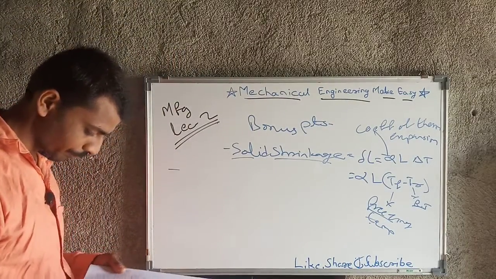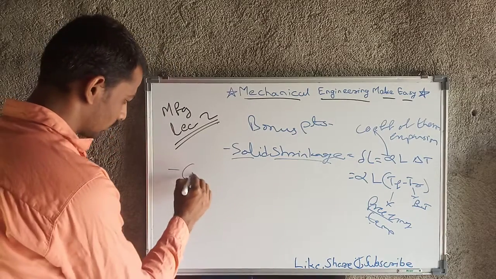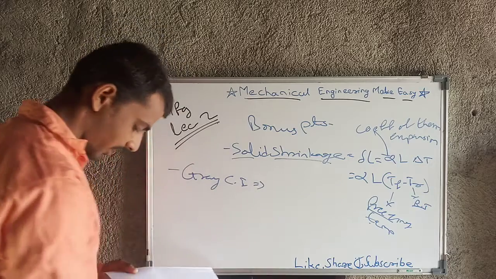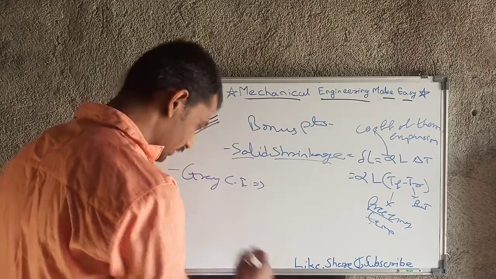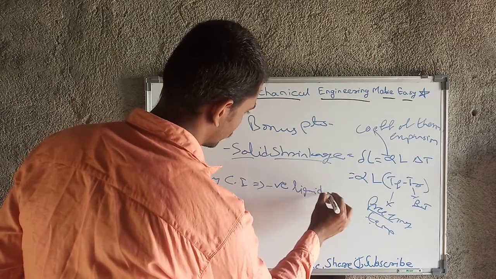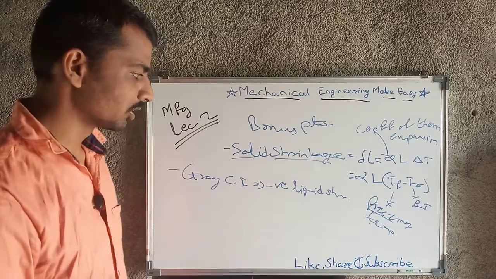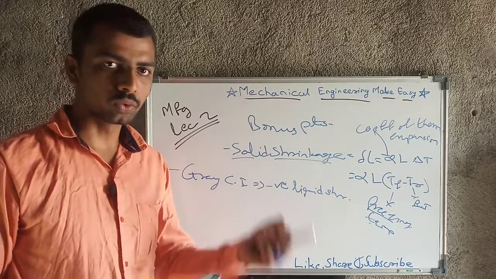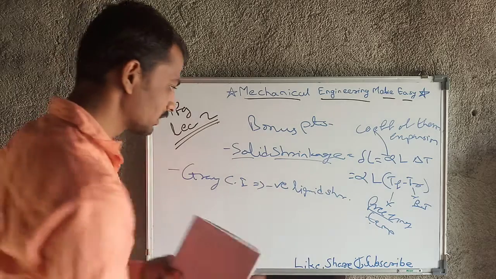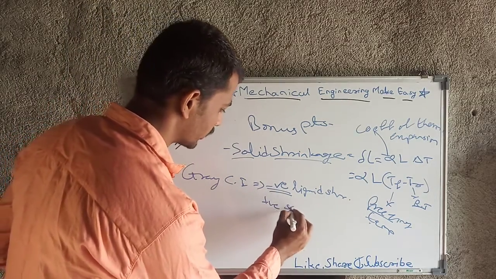Then next is gray cast iron. In gray cast iron, there is negative liquid shrinkage. And what exactly does negative liquid shrinkage mean? While cooling, the liquid is going to expand, not shrink. That's why the value of shrinkage will be negative. And positive solid shrinkage.